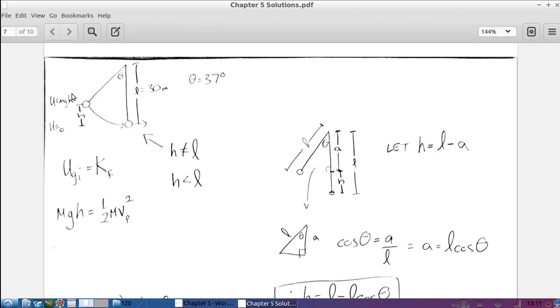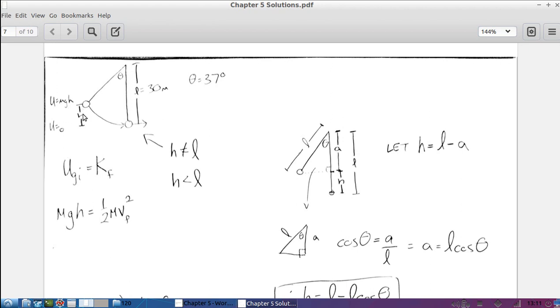So the person is starting with some gravitational potential. Steps off the platform, swings down, follows a circular path like this. Okay. And then it gets to the bottom of the swing, and then it's got some speed. So that's what we're looking for. Initially, what type of energy does the stunt person have? It's got gravitational potential, mgh.